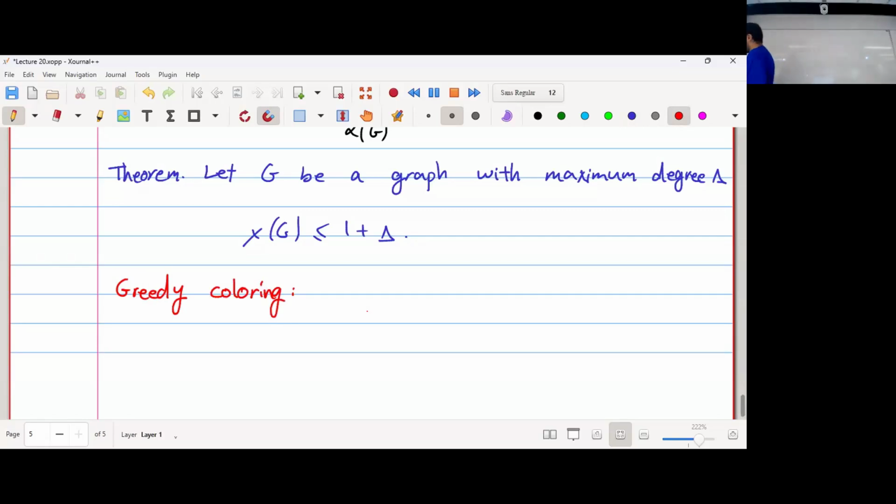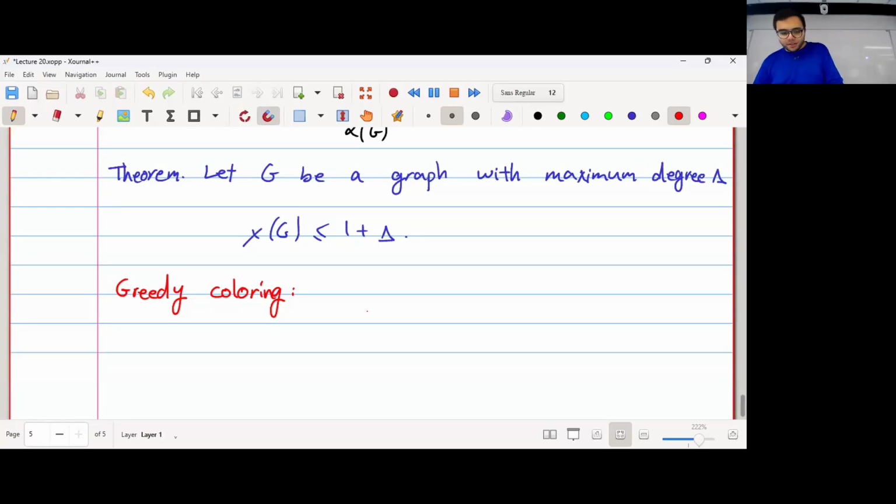So you just pick a vertex and color it with the smallest color that you can. So you pick a vertex, you say, can I color it with color 1? Well, for the first vertex, you can. And you keep doing this. Whenever you pick a vertex, you look at all the colors that are used in its neighbors before, and then you just assign the smallest color that was not used in any of the neighbors.